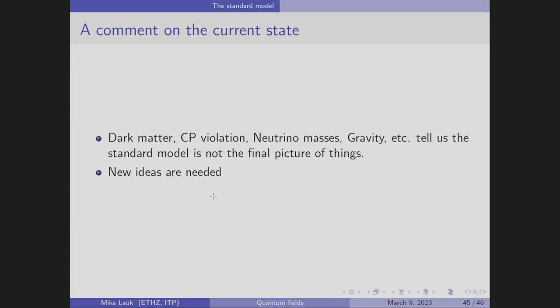We have dark matter. We have something called matter-antimatter asymmetry, which we also call CP violation. The neutrinos have masses, which they don't in the Standard Model. We have gravity. So we really know the Standard Model is not the final picture of things, and we need new ideas, but it is very good.